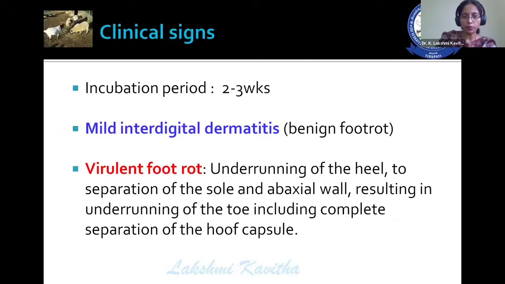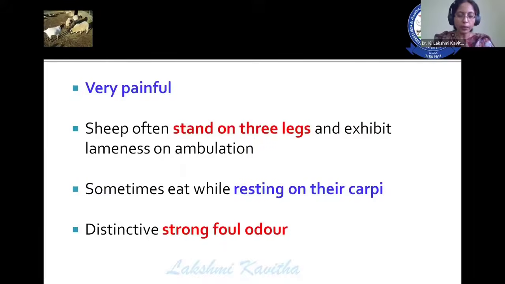Clinical signs: the incubation period is 2 to 3 weeks. Mild interdigital dermatitis is benign foot rot. In virulent foot rot, you can appreciate underrunning of the heel and separation of the sole and abaxial wall, resulting in underrunning of the toe and complete separation of the hoof capsule. The animal shows very painful clinical signs. Sheep often stand on 3 legs and exhibit lameness during walking. Sometimes they eat while resting on their carpals, and a distinctive strong foul odor is observed in foot rot.